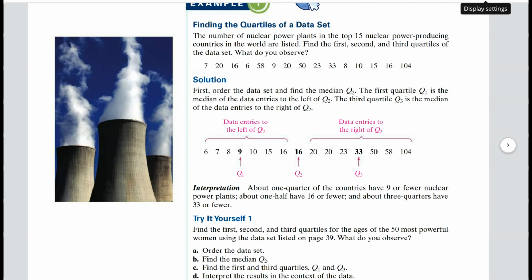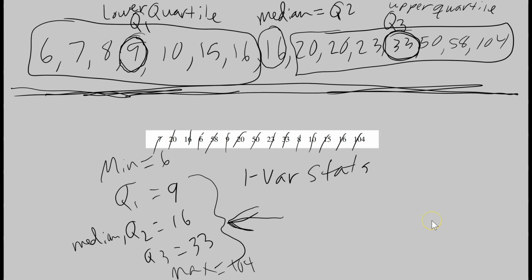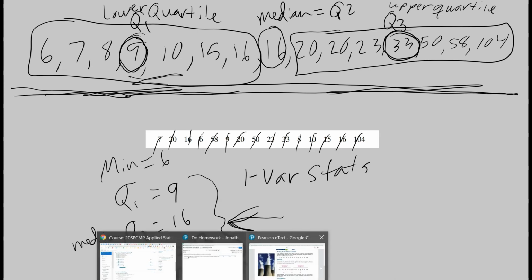I also want to remind you, what if you have two numbers in the middle? Like there's an even number of numbers, so you end up with two numbers in the middle. Let's say the 9 and the 10 were both the middle numbers. Then you would do the average of them, so your median there would be 9.5. But if there's an odd number of numbers, then you're going to have a middle number there. Okay, so back to the book.